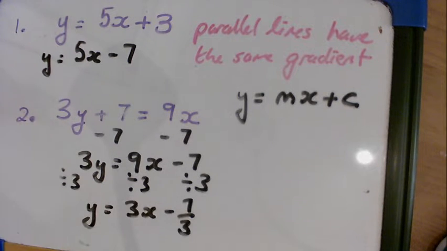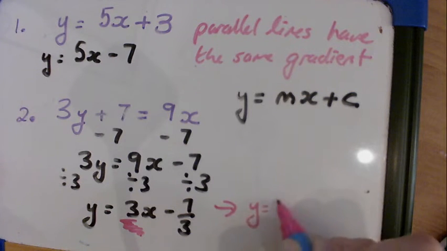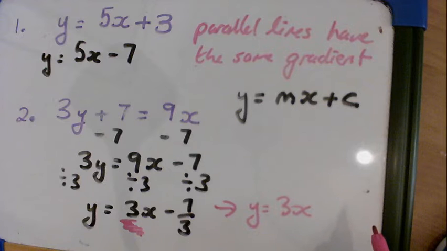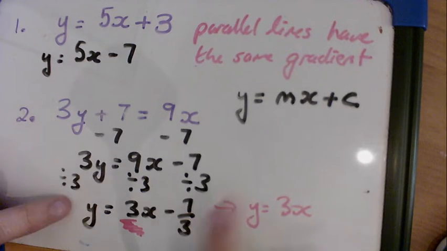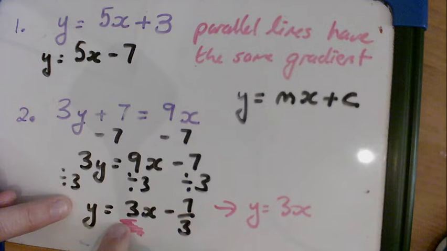Once again, what did we say? We've got to have the same gradient. This is the gradient. So my parallel line would be y equals 3x plus whatever we like. And I'm going to leave it blank because that is still parallel, because that one just goes to the origin. So when we have parallel lines, the gradients must be the same. And you must make sure it's in the form y equals mx plus c before you establish what the gradient is. And that's all you really need to know about parallel lines.